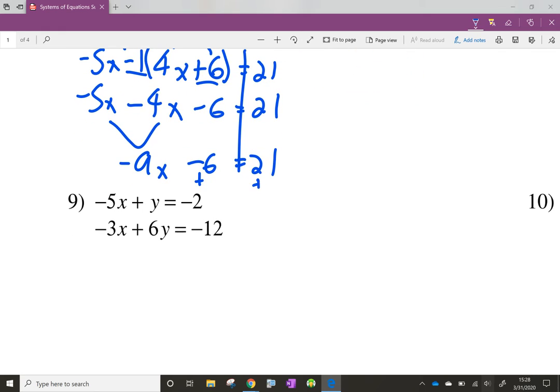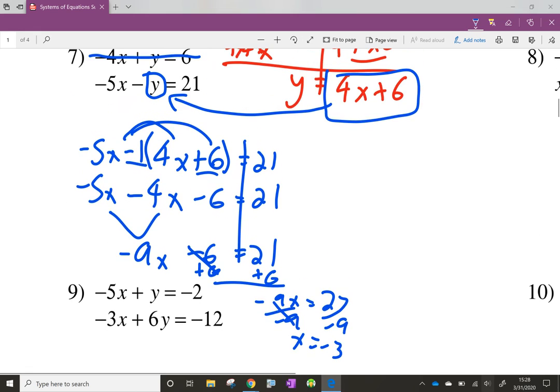Obviously, let's add the 6. This gives us -9x equal to 27, since 21 plus 6 is 27. Divide by -9, and we end up with x is equal to -3. So as far as my answer goes, the x value is -3.